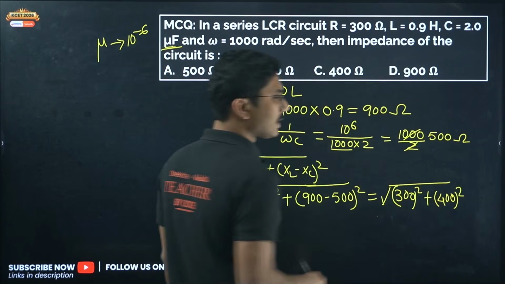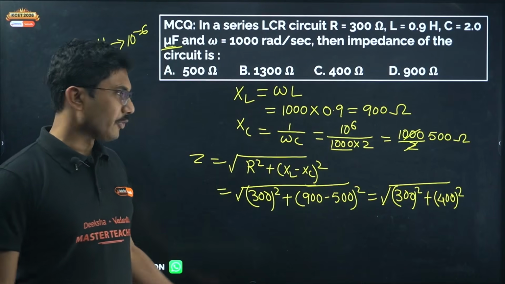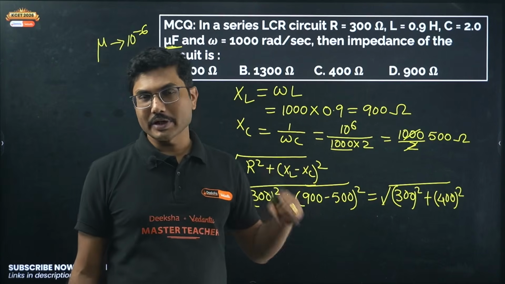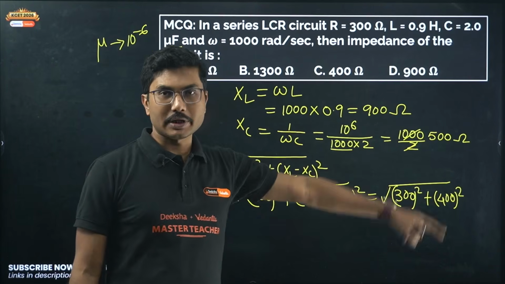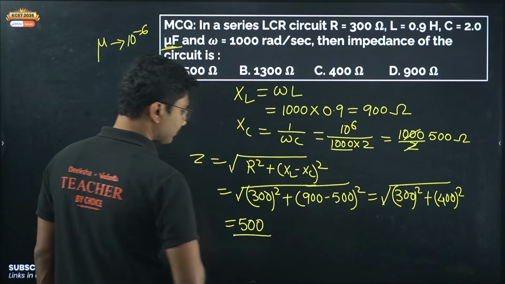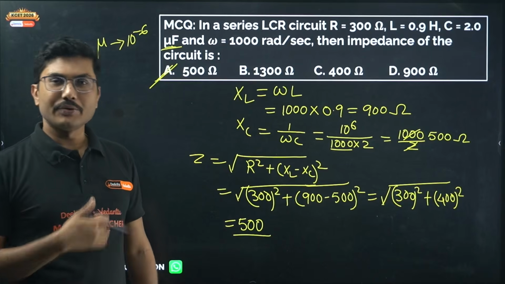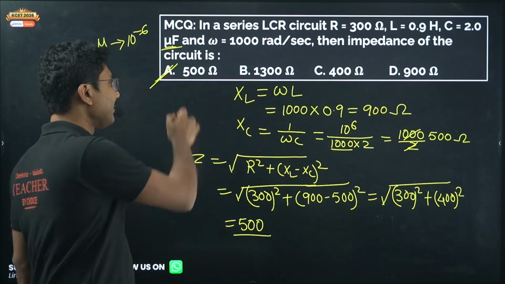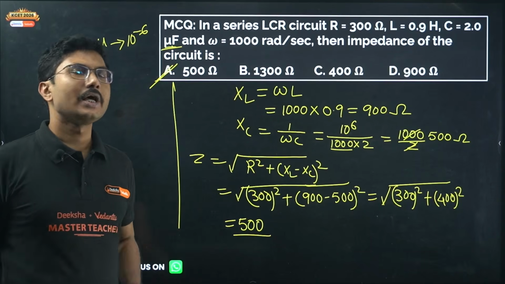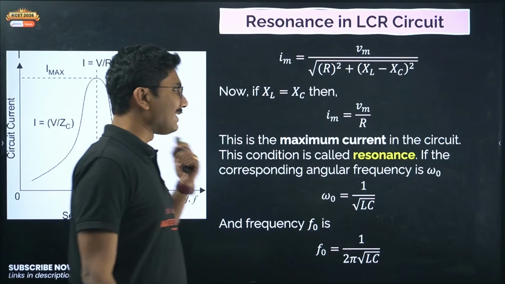3 square plus 4 square is a very well-known number. 3 square plus 4 square equals 25, and the square root of that is 5. So 300 square plus 400 square, square root will be simply 500. So it will be 500 ohm. Clear? This is how you can solve some questions which might feel tricky for you. You have to practice these questions so that you gain confidence and start solving these kinds of questions.